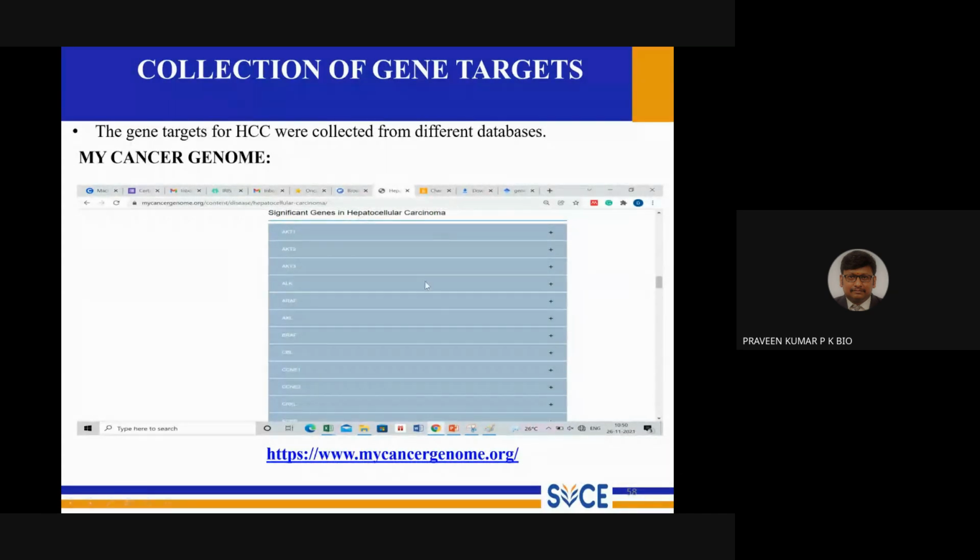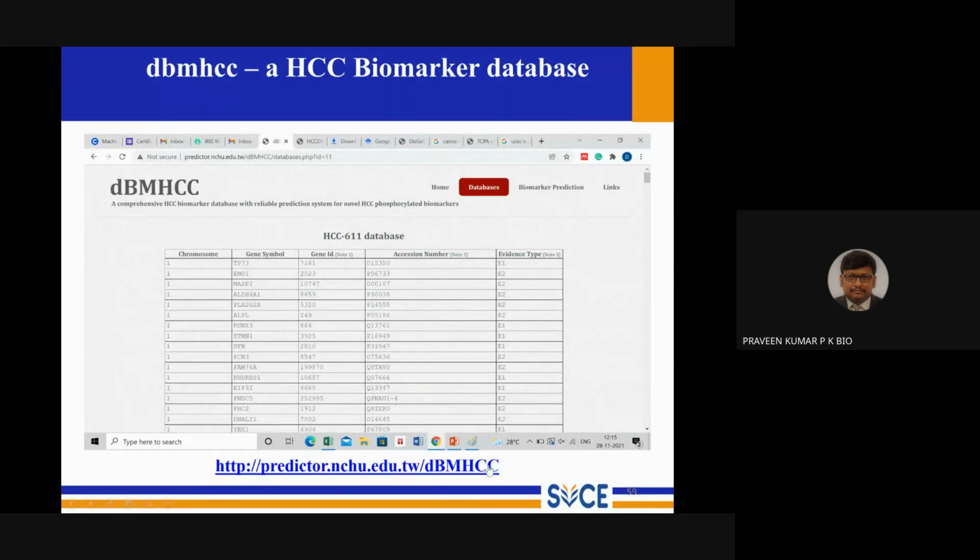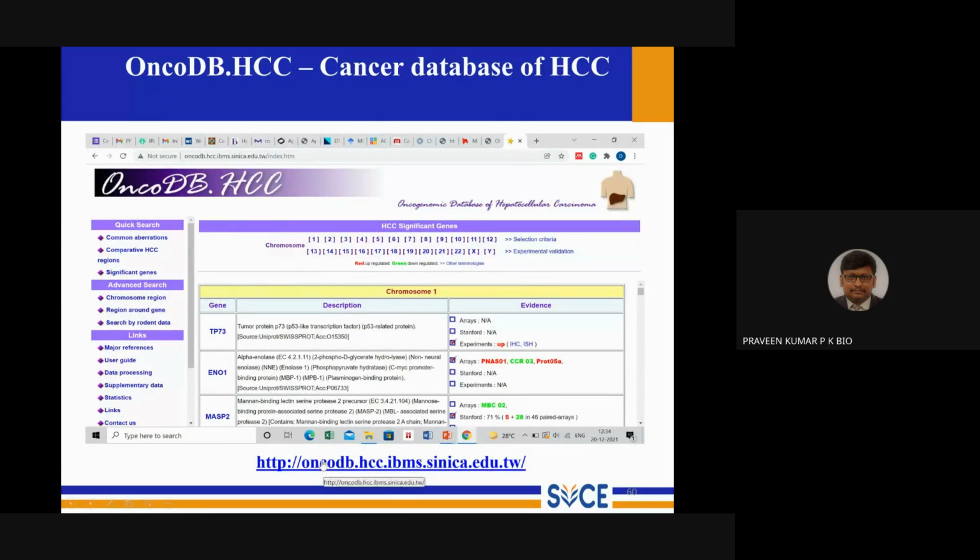Thousands of genes are responsible for a cancer, but you should try to find which is the more significant by checking the expression, like more upregulation or more downregulation. Sometimes more downregulation gives you a significant gene for gene therapy for the treatment of cancer. So this is a website, mycancergenome.org. If you want to specifically go to a carcinoma database, that is the HCC database, we have this kind of URL. If you go through that, you can find this information on the genes. And there is also one exclusive database for hepatocellular carcinoma, OncoDB.HCC.